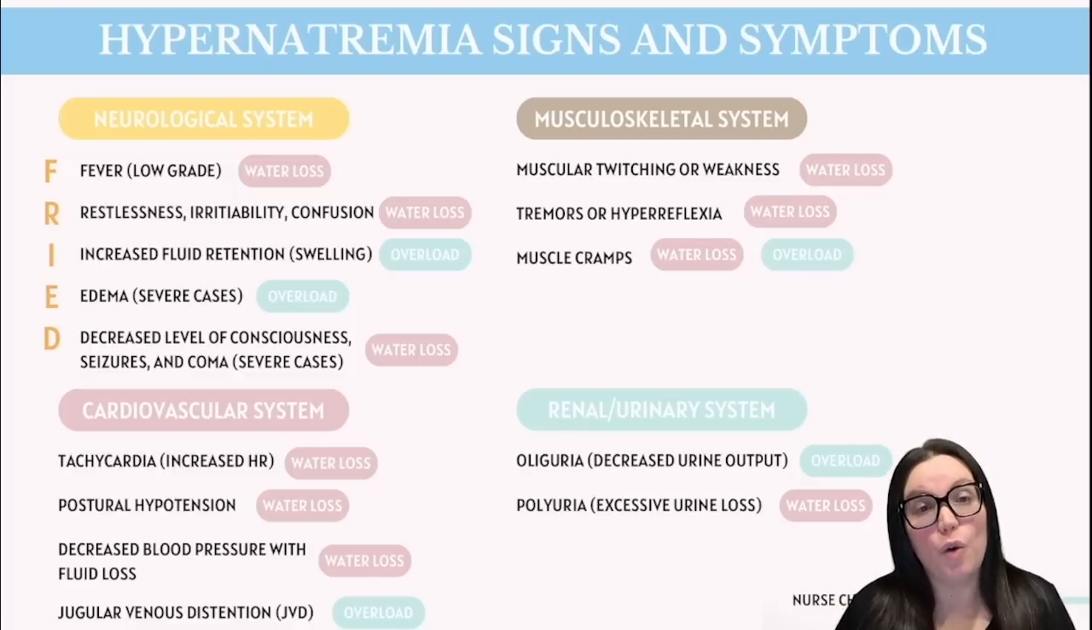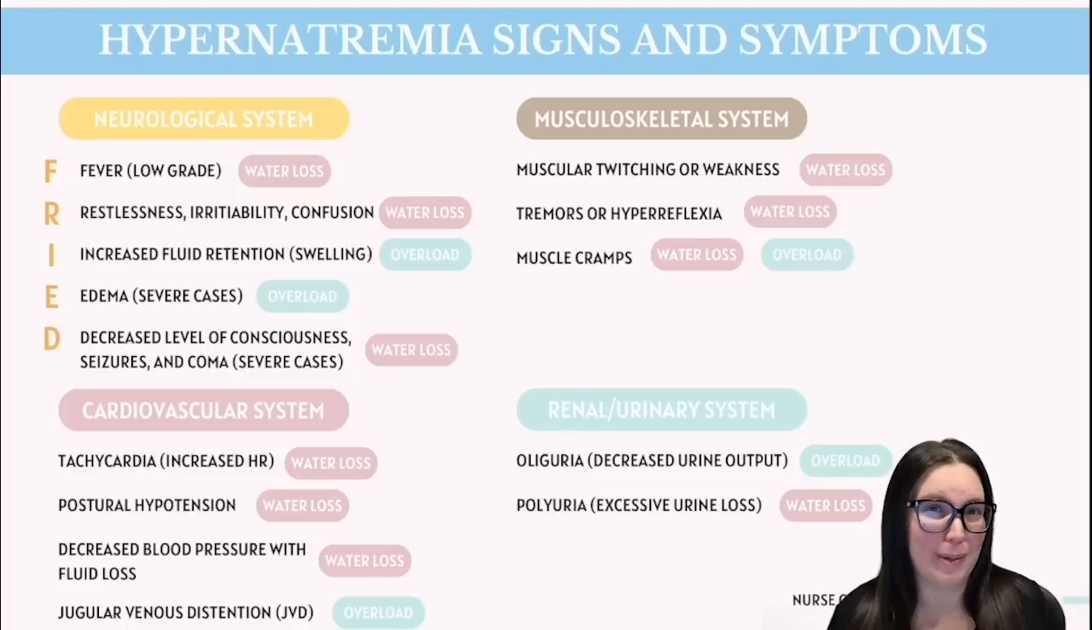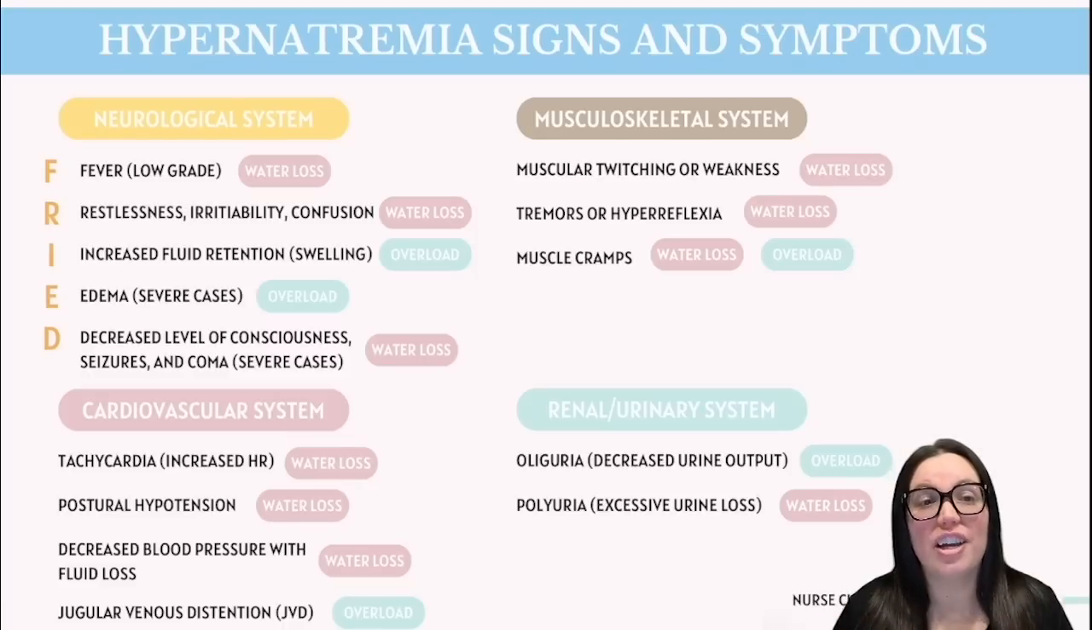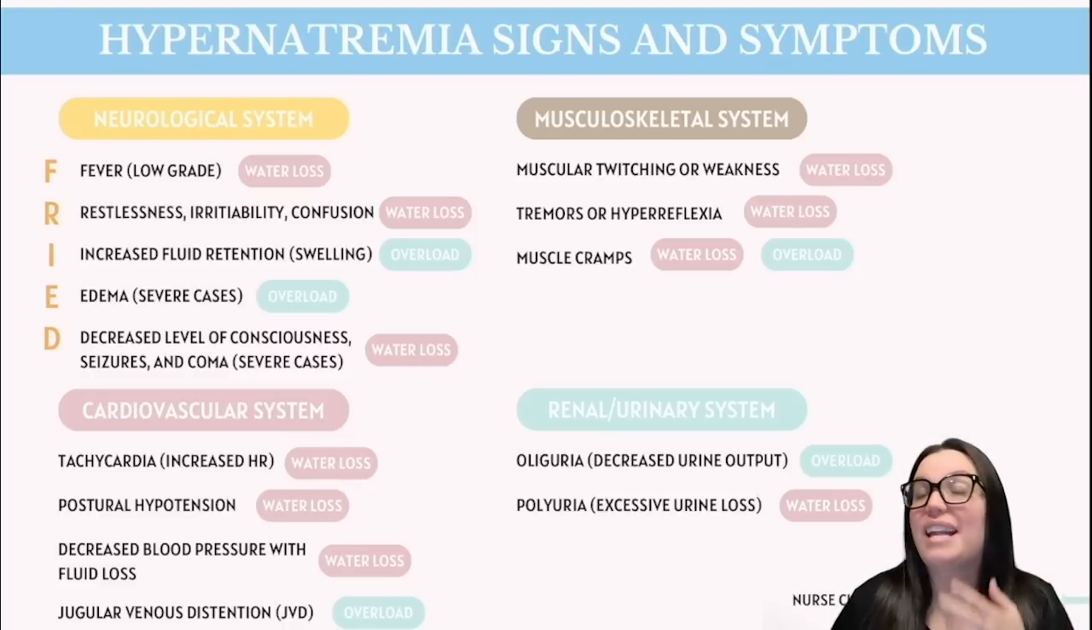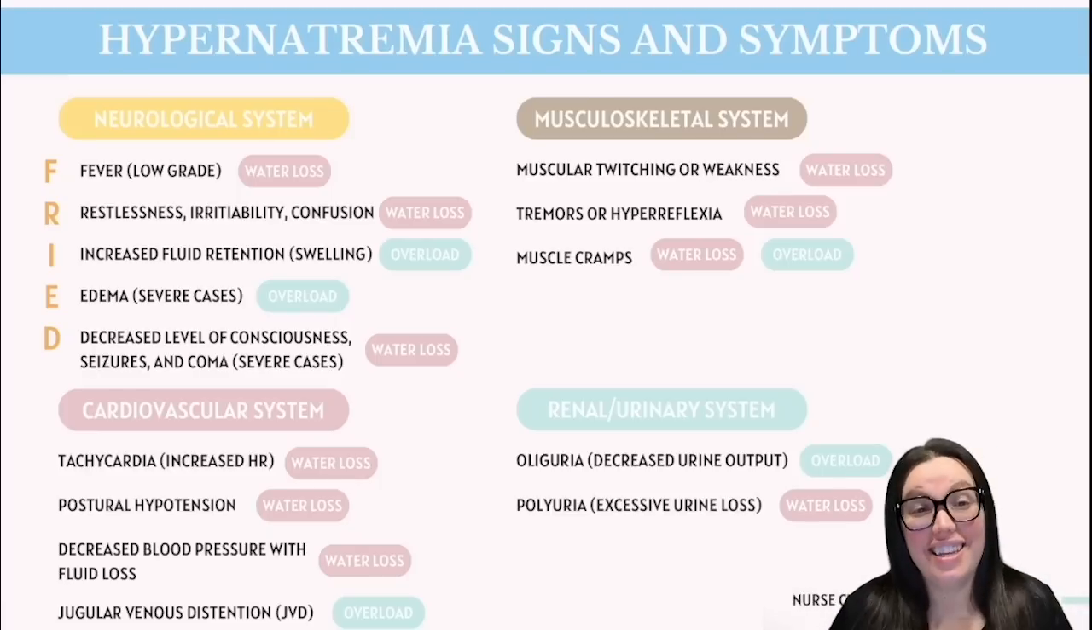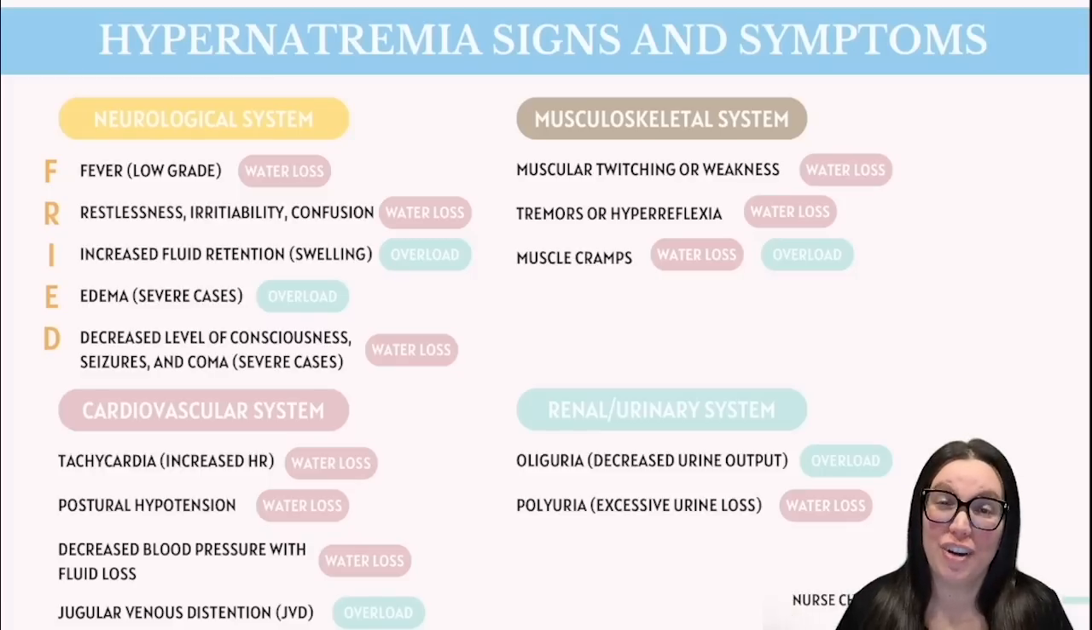But with fluid overload, we have the complete opposite problem. What you're going to see is jugular vein distension, where the veins that are found in your neck are going to start to swell because there's too much fluid. This extra fluid puts pressure on your veins, and it's ultimately going to cause strain on your heart.